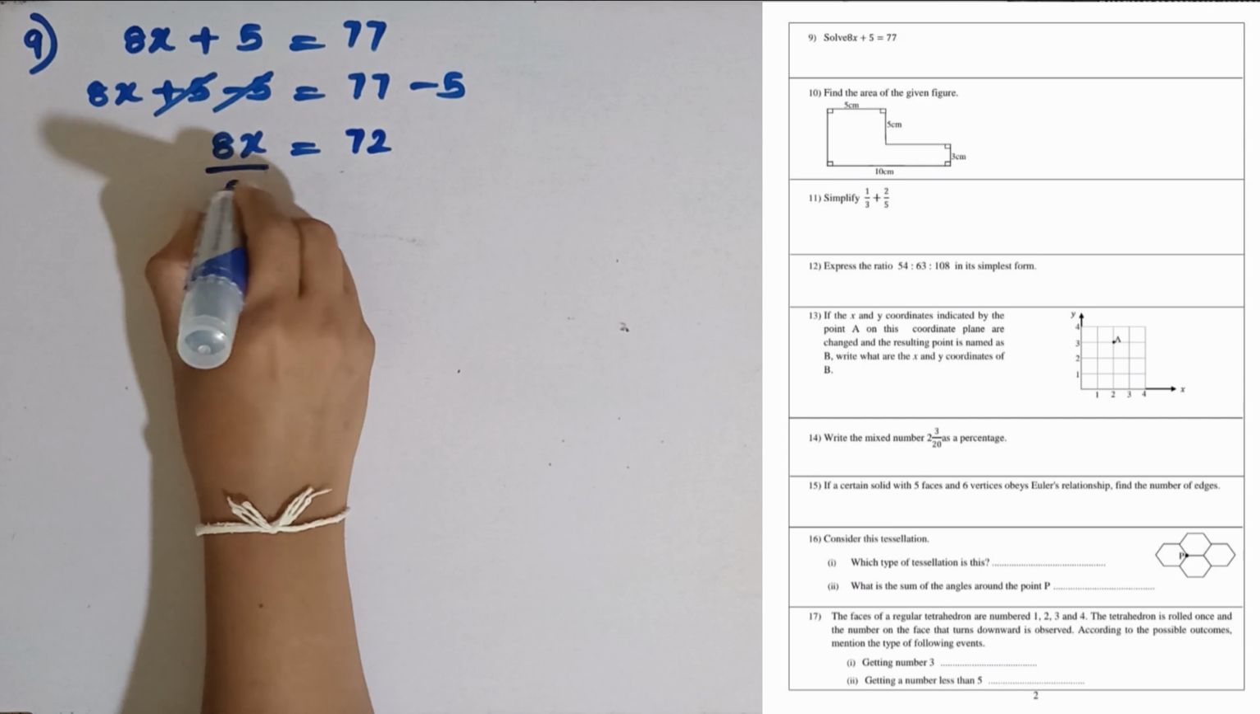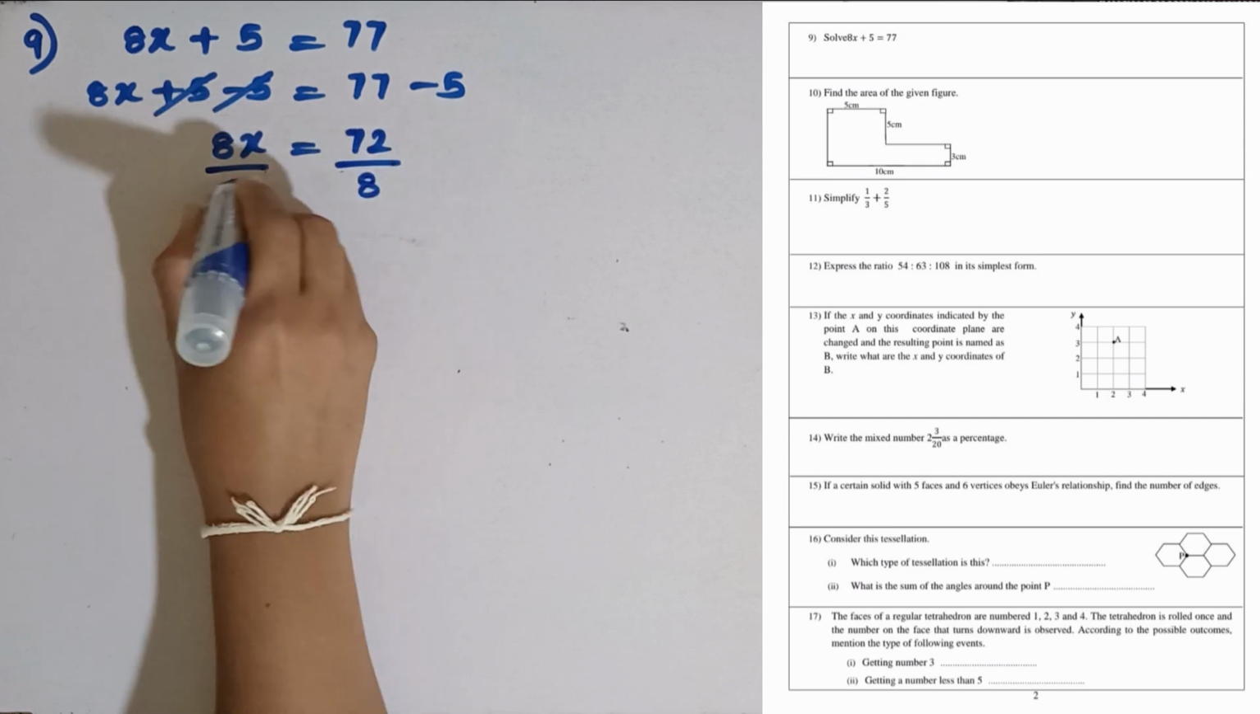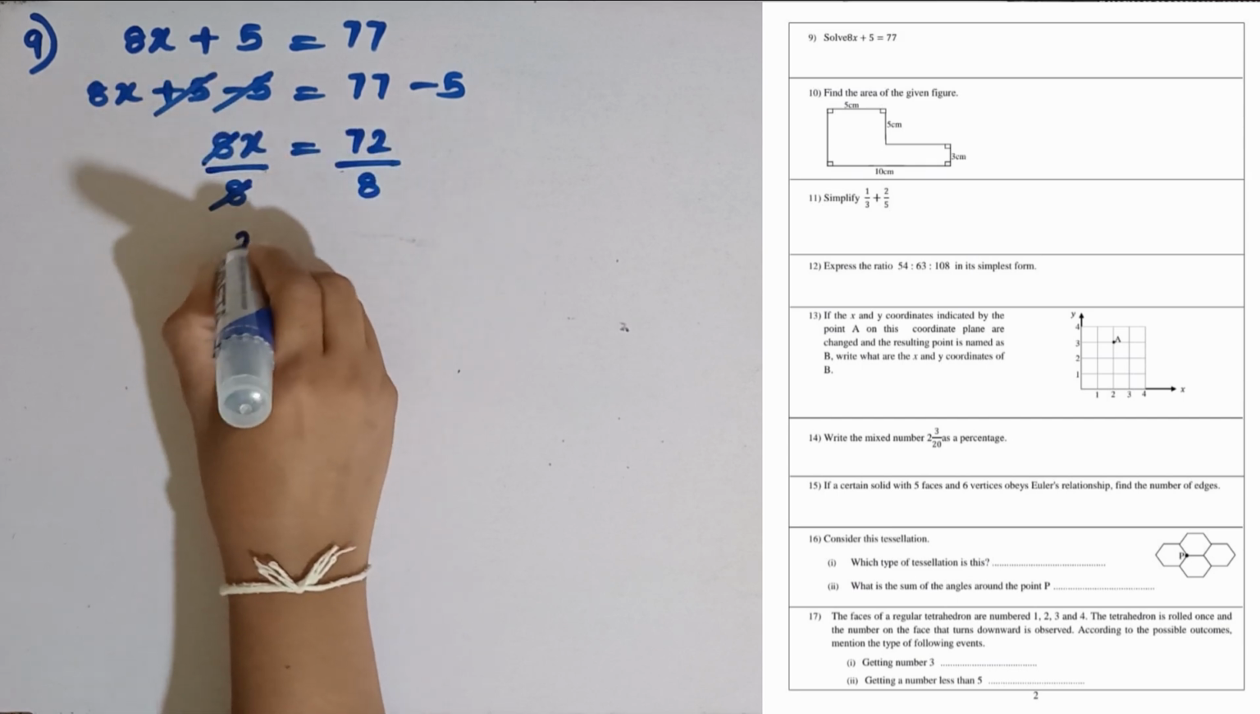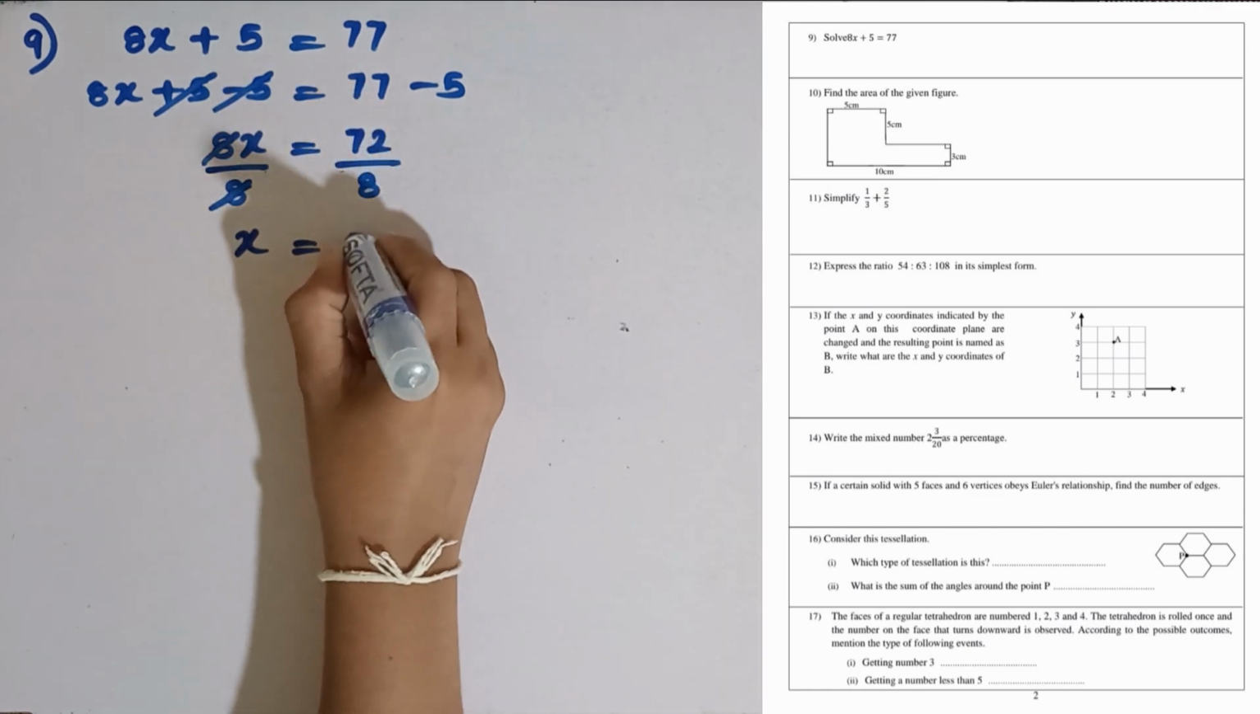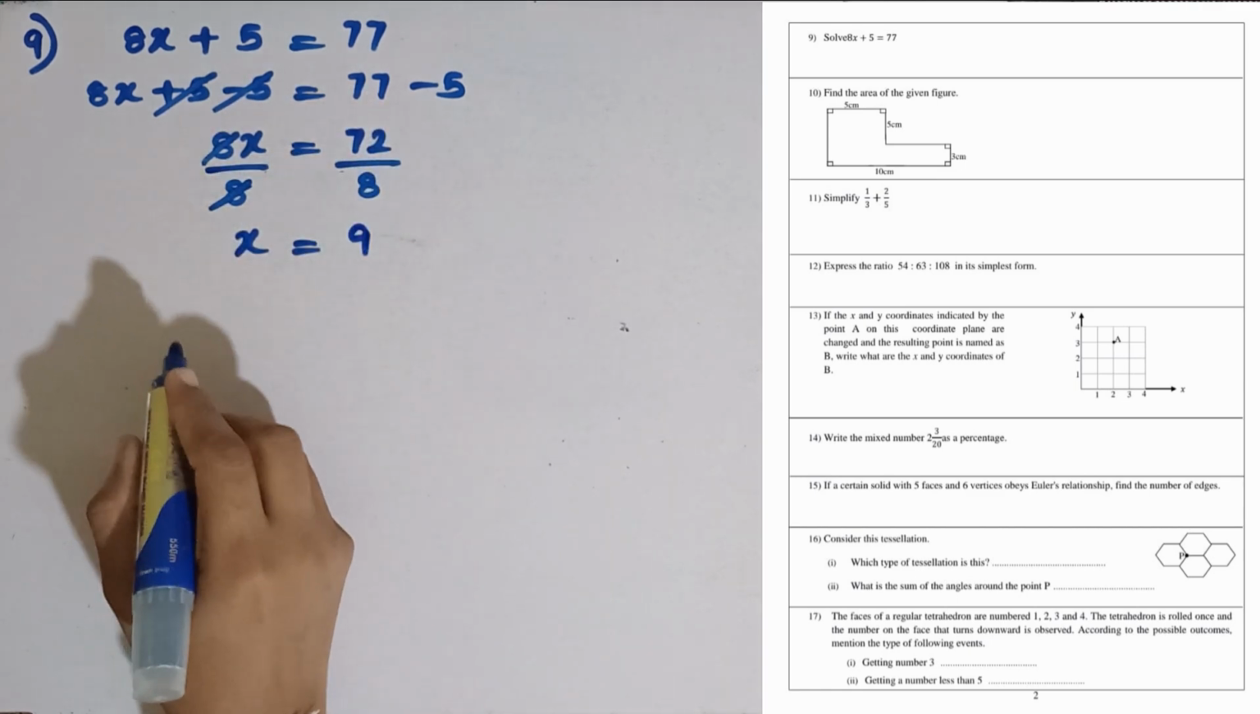Then we can divide both sides by 8. Removing this 8, x is remaining. 72 divided by 8 is 9. X equal to 9.